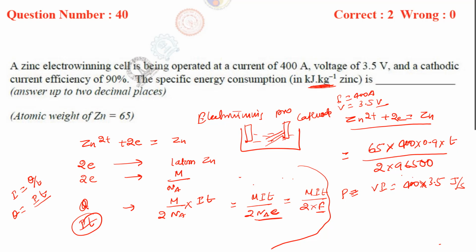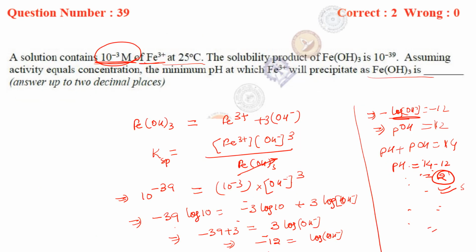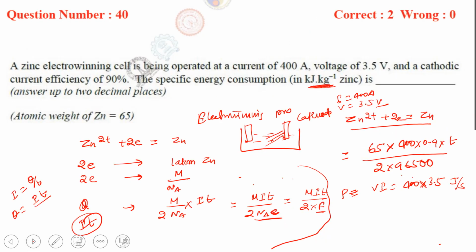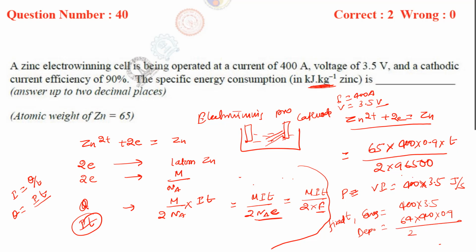Okay, so this is given in joule per second. Now that means for a fixed amount of time, the time will be constant. So for a fixed amount of time, the energy spent will be 400 into 3.5, and for a fixed amount of time the deposition will be 65 into 400 into 0.9 by 2 into 96500.